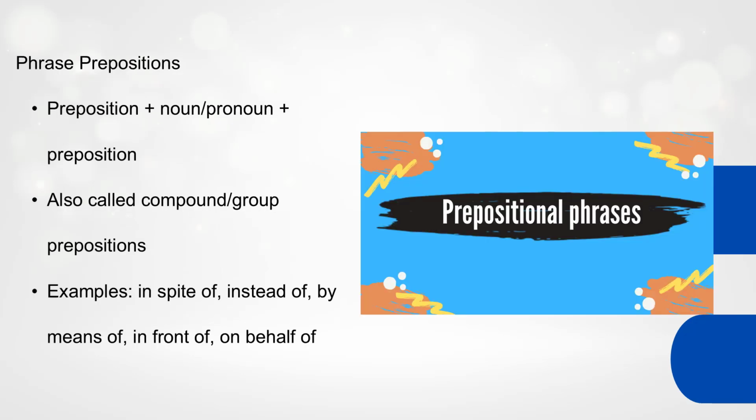Phrase prepositions. Let's explore phrase prepositions. These are combinations of words that act as a single preposition. They typically follow this structure: preposition plus noun plus preposition. Examples include in spite of, instead of, by means of, and in front of. These are also called group or compound prepositions.